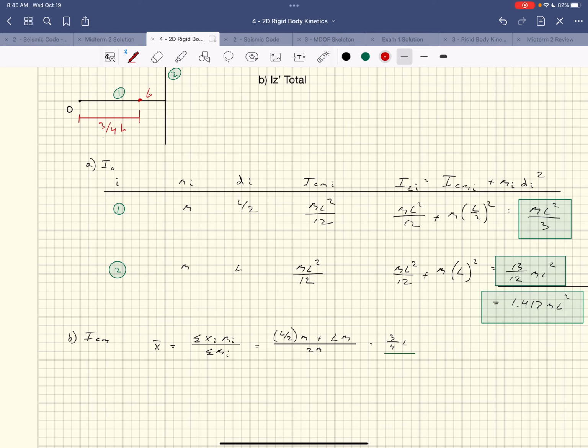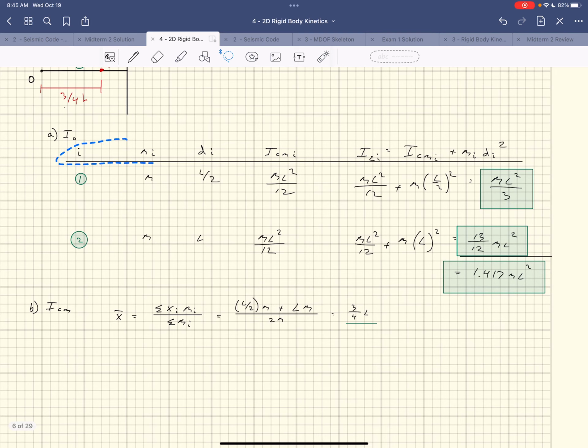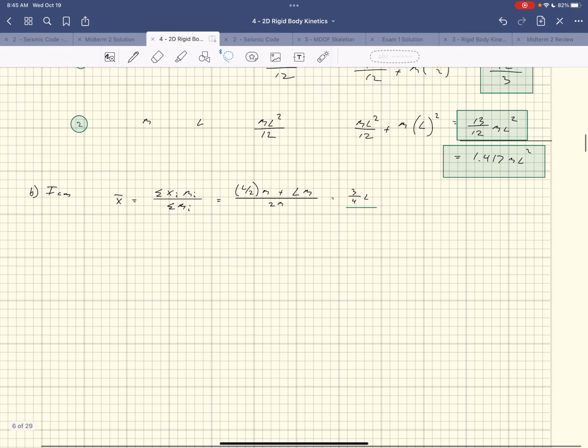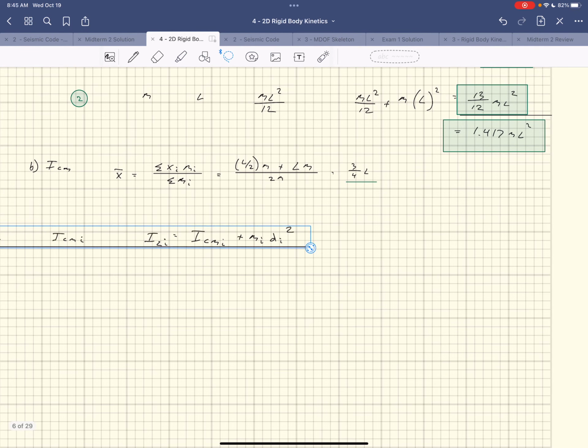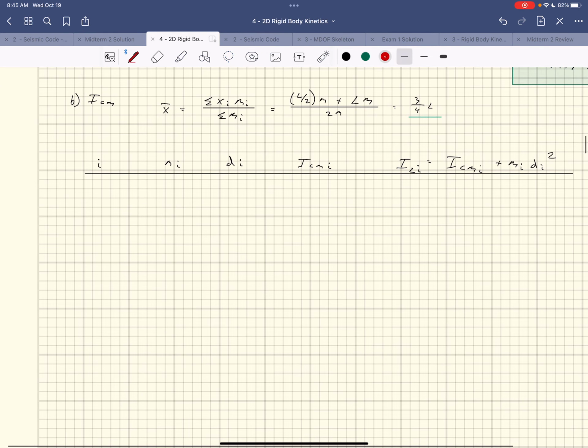So then now you do the same thing. You do the method of composite bodies. You make the same type of table, but now you use the corresponding distances there. So I'm going to cheat because I have a tablet. All right, do the same thing. You look at the two different objects. You look at 1. You look at 2. These are all the same mass.